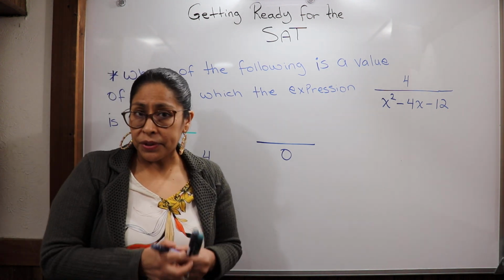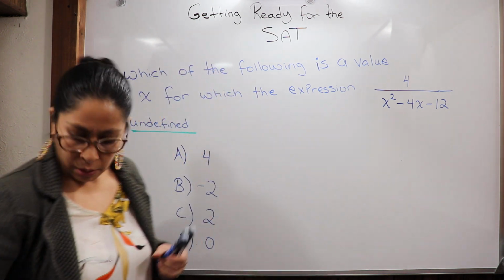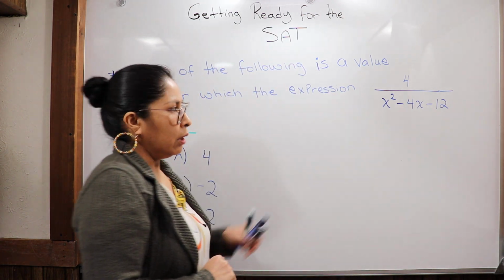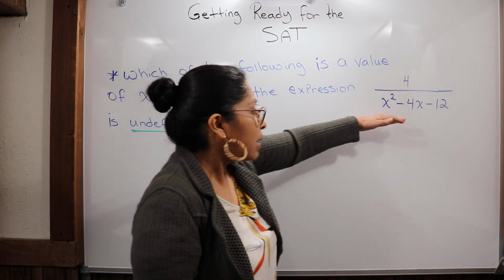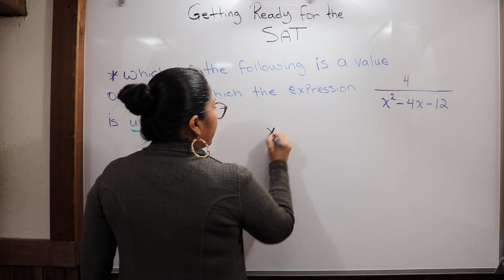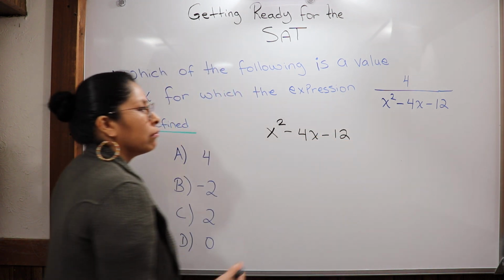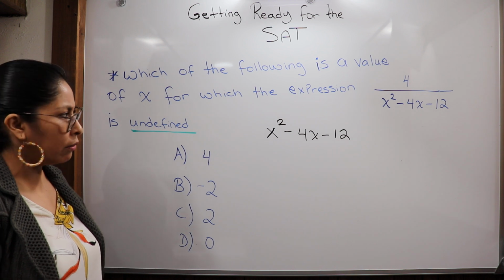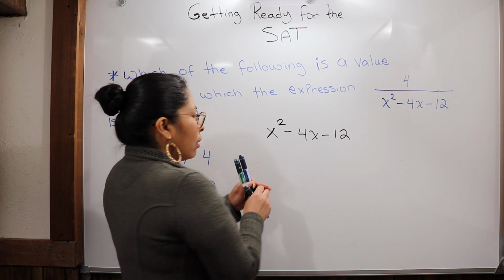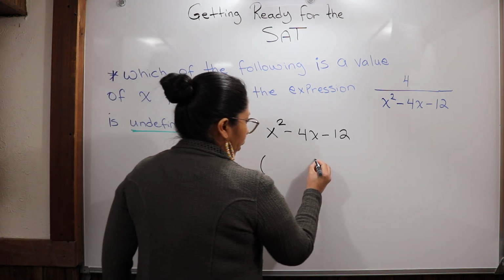Okay, so we're ready to start. So now that we know what is undefined, we're going to be working with what we have right here as the denominator. In this case, I have a polynomial, x squared minus 4x minus 12. Okay, so what I'm going to do here, if you already took algebra, you know that you have to factor this out. That's the first thing you need to do. So I'm going to do my factoring right here.